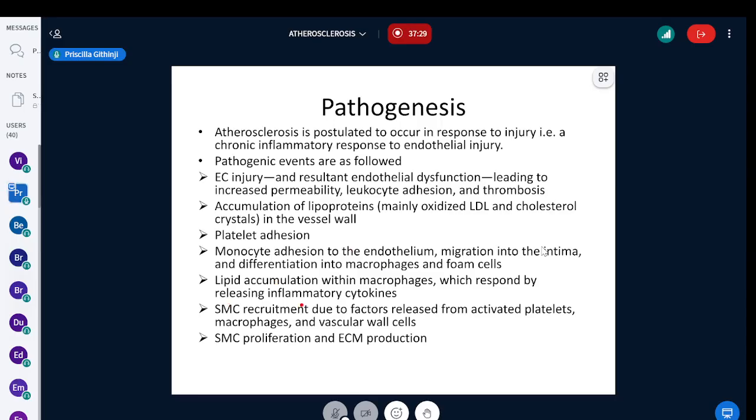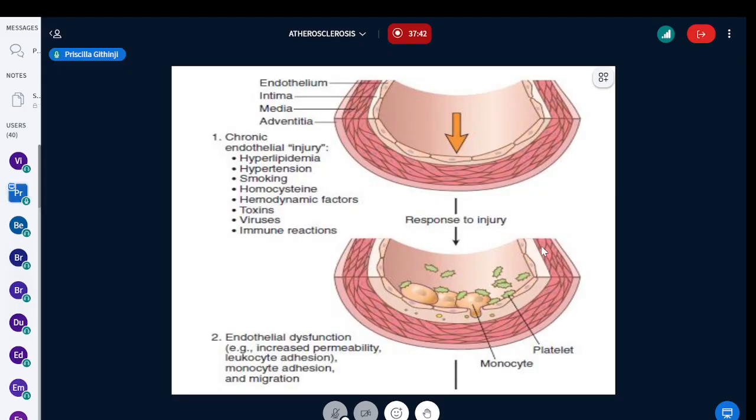You're activating your smooth muscle cells, and these smooth muscle cells will proliferate and deposit more extracellular matrix, and then you end up having an atheromatous plaque. So this you're going to find in your Robbins.